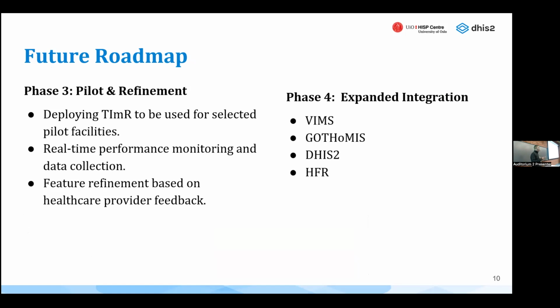But also, the MOH has several other systems that contribute to this immunization data. One of them is VIMS, which is called Vaccine and Immunization Management System. This is for stock and supply chain for immunization. So phase 4 will be expanding or integrating with this system, the VIMS, to make sure that the data and the stock are always available to the tool.